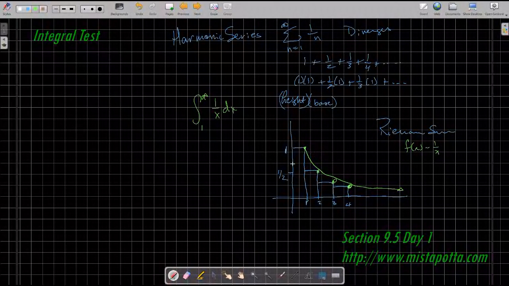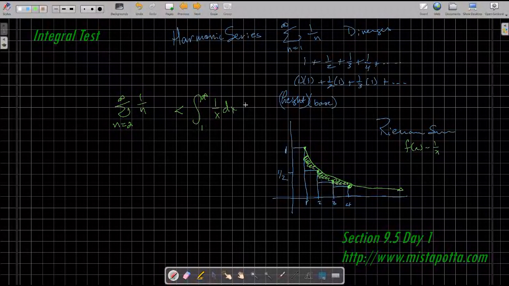Now, this area that I'm dealing with is actually greater than the sum from n equals 2 to infinity of 1 over n, because it includes this area, and it includes this area, and it includes this area. So this integral is strictly greater than this sum.